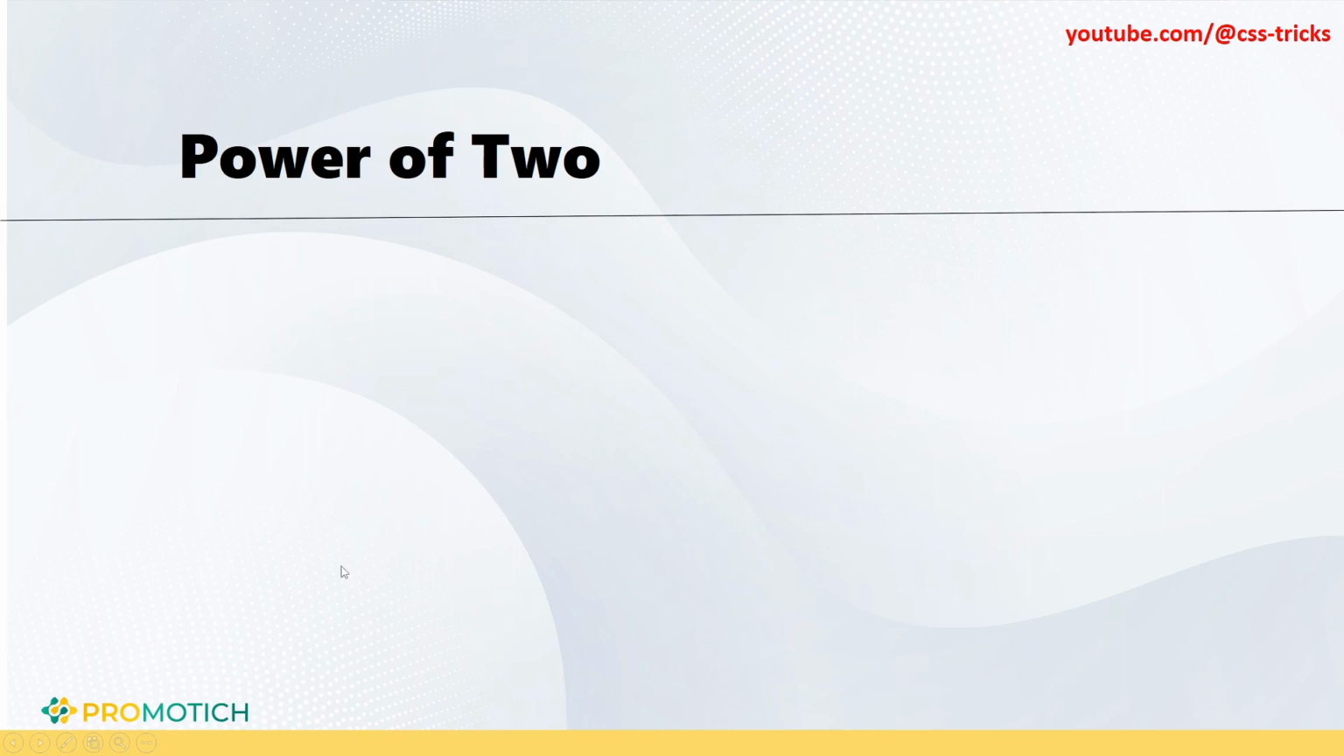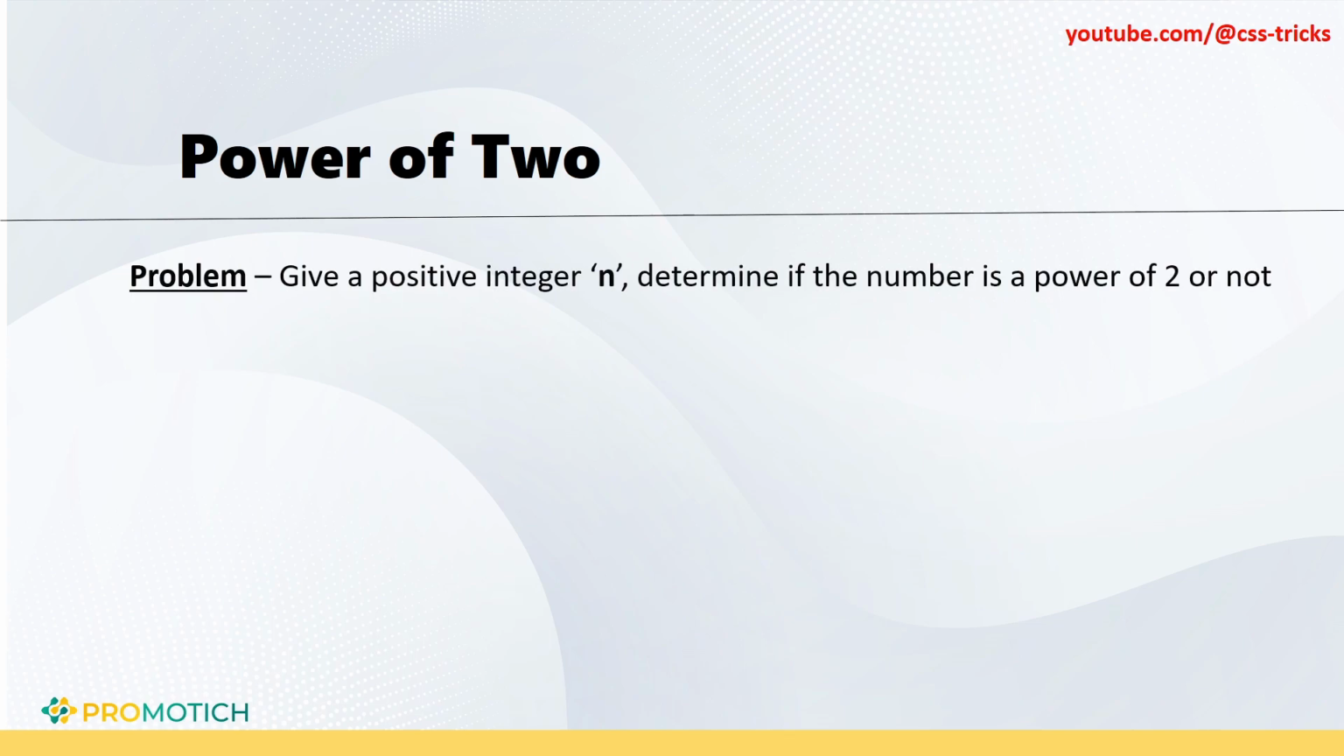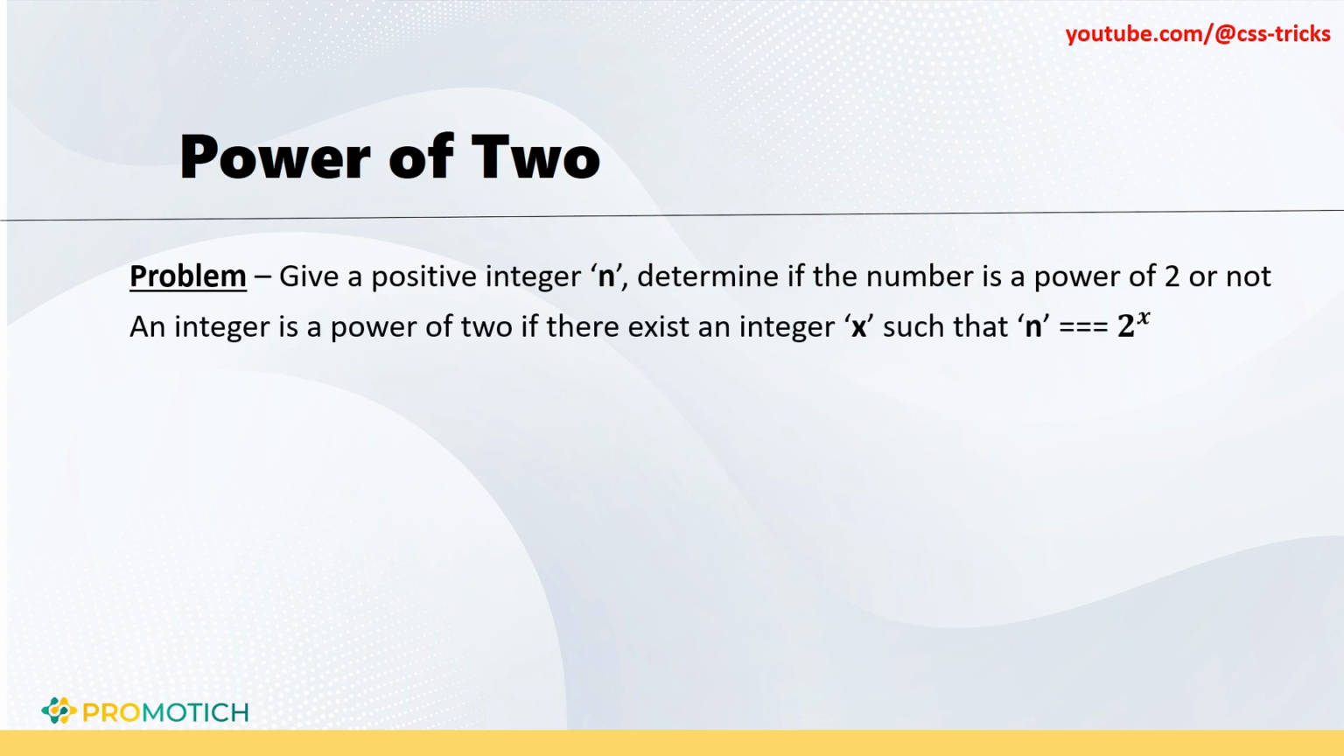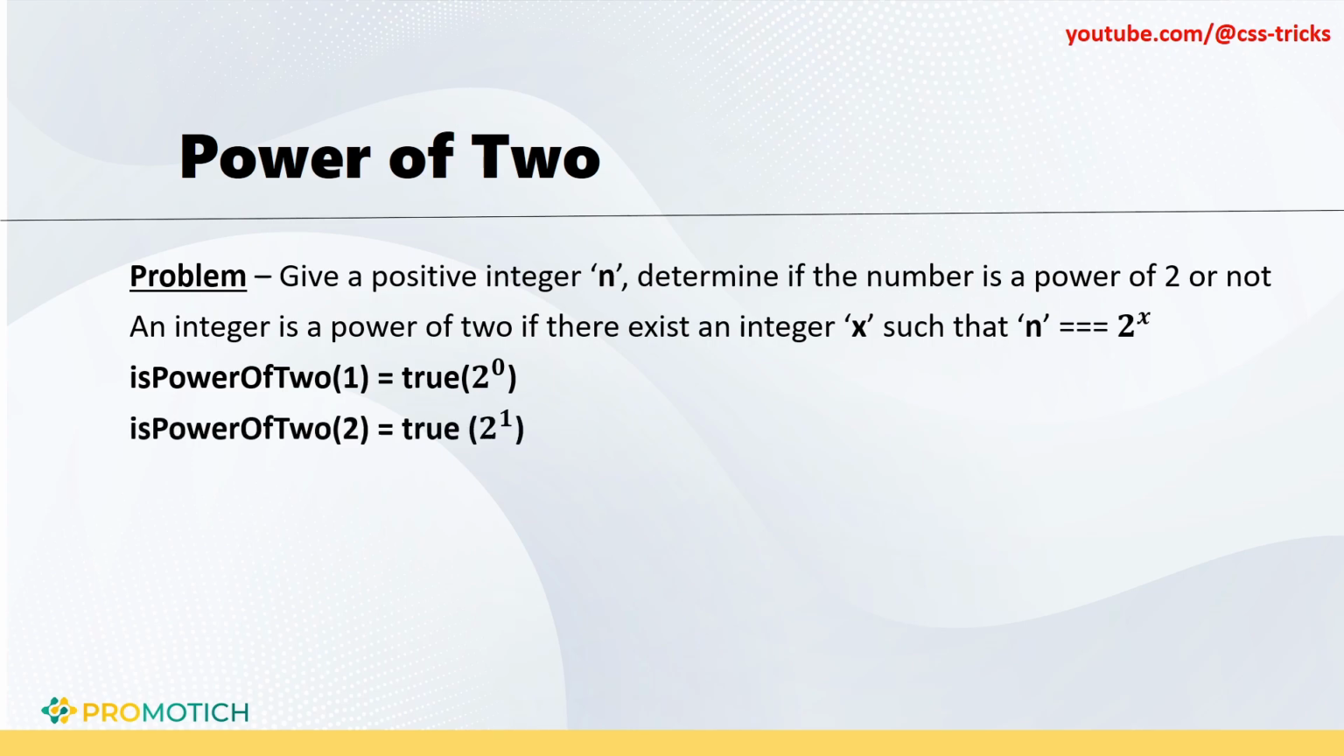In this video, let's take a look at the power of 2 algorithm. Here is a problem statement. Given a positive integer n, determine if the number is a power of 2 or not. An integer is a power of 2 if there exists an integer x such that n is equal to 2 power x. For example, isPowerOf2 of 1 returns true since it is equal to 2 power 0.